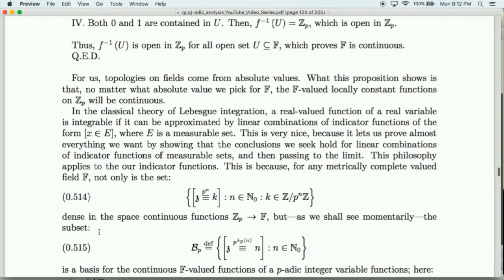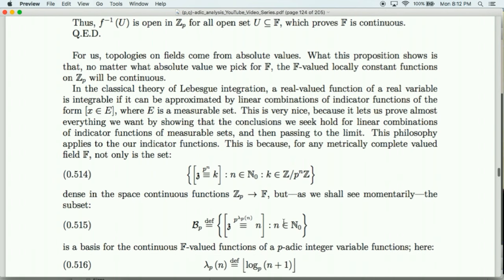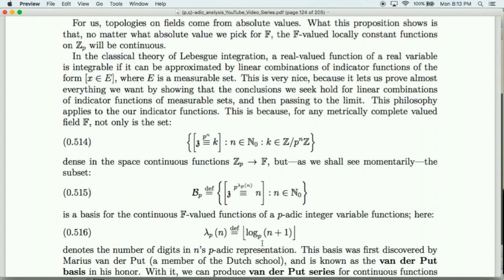And so this is the fun part: for any metrically complete valued field F, not only is this set of all possible indicator functions dense in the space of continuous functions from Z_p to F, but as we're about to see, this particular choice of indicator functions is a basis for the space of continuous F-valued functions of a p-adic integer variable. Here, lambda_p(n) is the floor of the base p logarithm of n plus 1, which is the number of digits in the p-adic representation of n. This basis was first discovered by Marius van der Put, a member of the Dutch school, and is known as the van der Put basis in his honor.